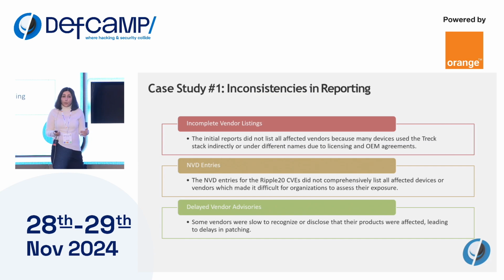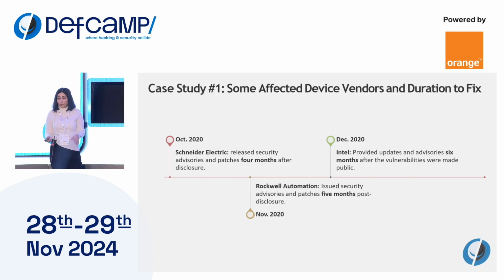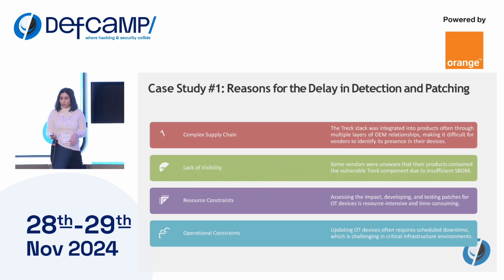And the last problem was, of course, delays in vendor advisories. Vendors took a long time to provide advisories. For example, Schneider Electric came with advisories and patches after 4 months, Rockwell after 5 months, and Intel after 6 months. Even these were really fast vendors. So it's a long time, actually. It's important because one day after an exploit is published, 50% of the vulnerabilities get exploited. So it's very important to address this issue as soon as possible.